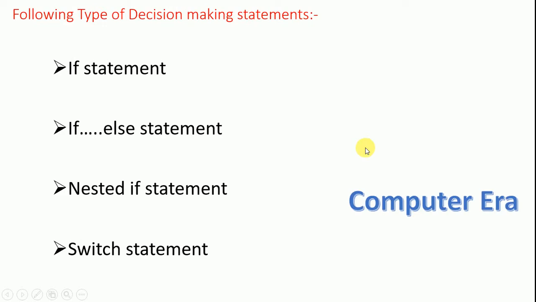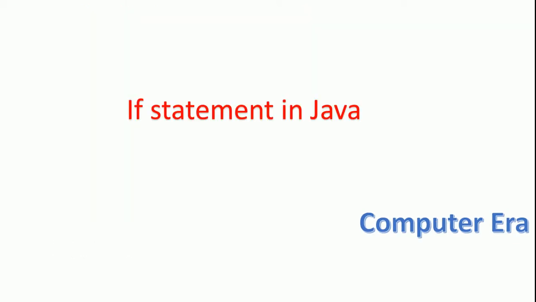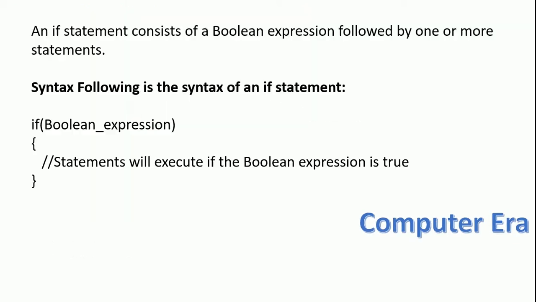If we talk about decision making statements, there are basically 4 decision making statements in Java. I even told you about the jump and control statements, that is break and continue, in the last video. So here I am only talking about if else, nested if and switch statements. Let's understand each statement one by one: the syntax of each statement, the importance of the statements, and even the implementation in a program. Let's talk about the first one, the if statement in Java.